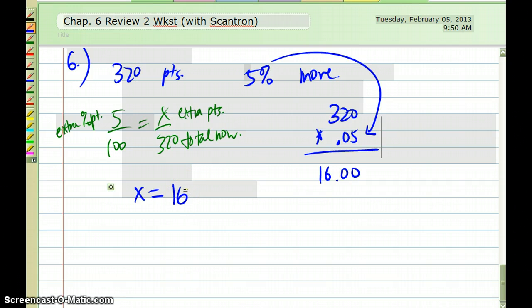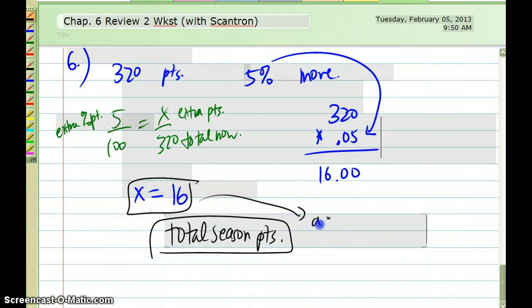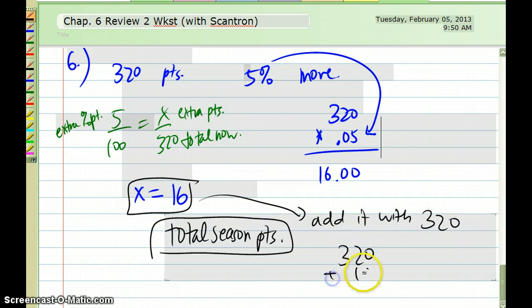Now the question here is what Brady is expecting to score this season. It's actually asking for his total season points, including last season. So then I would have to take the 16 that I found, and I'm going to add it with the 320. I keep getting the last two questions mixed up here. So 320 plus 16 gives me 336, which is why my answer is A.